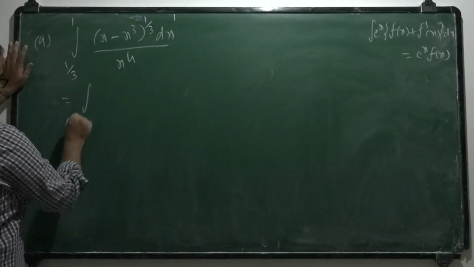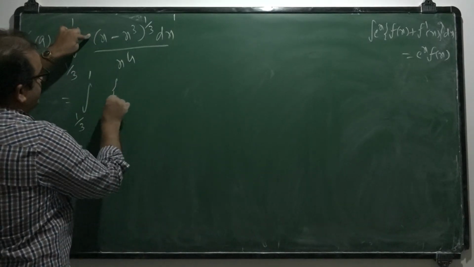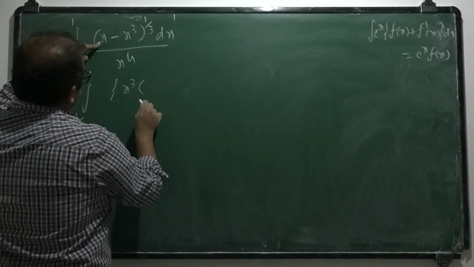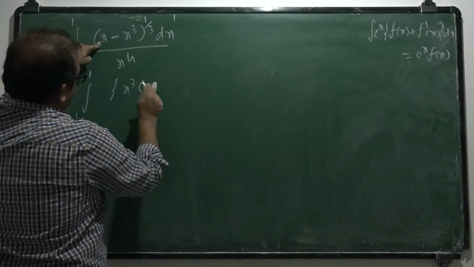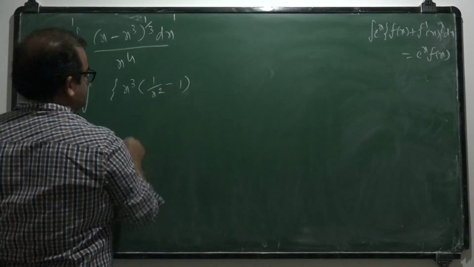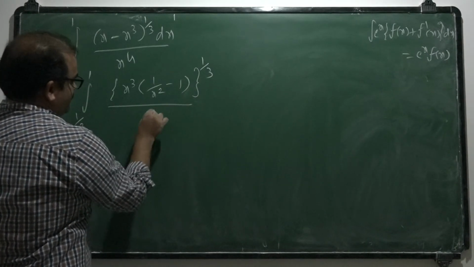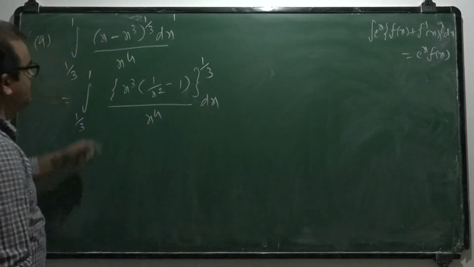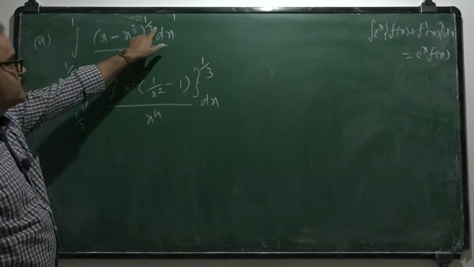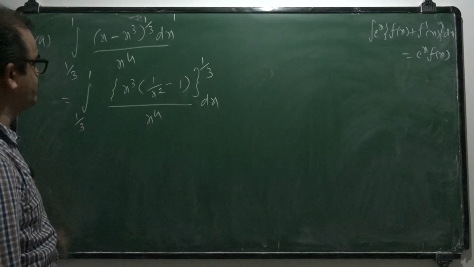Write it as, in this bracket we take x cube common. It becomes x cube into (x is taken as x cube by x square), it becomes (1 by x square minus 1) whole power 1 by 3 by x power 4 into dx. Why are we taking x cube common? It is the cube root, so we take x cube common.